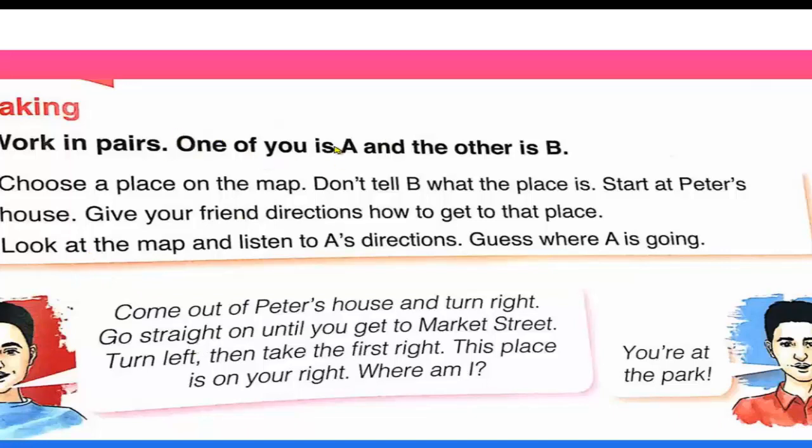One of you is A and the other is B. A, choose a place on the map. Don't tell B what the place is. Start at Peter's house. Give your friend directions how to get to the place. B, look at the map and listen to A's directions. Guess where A is going.